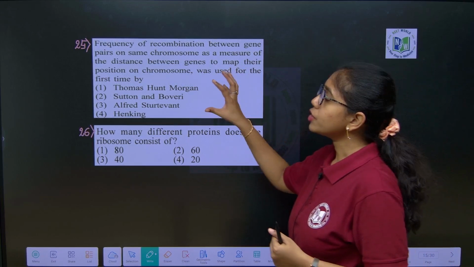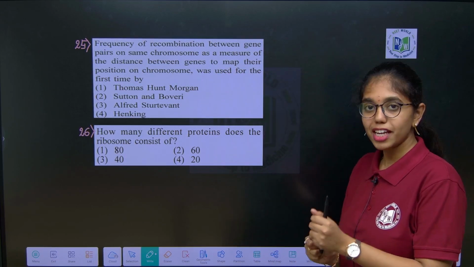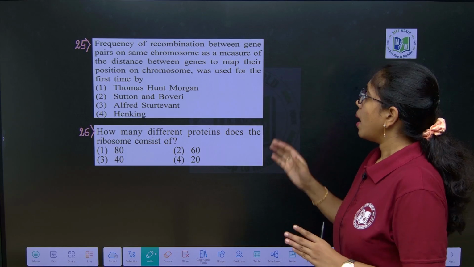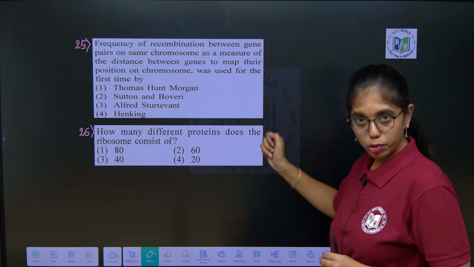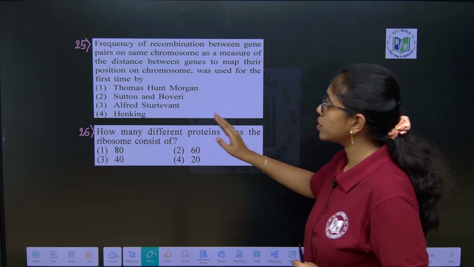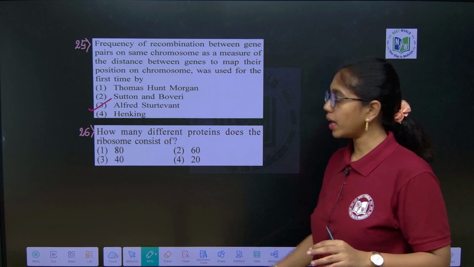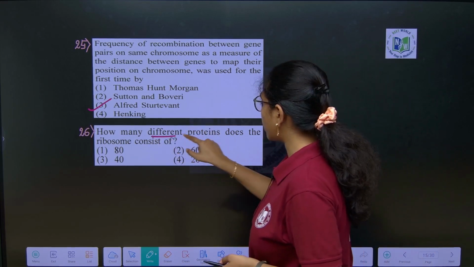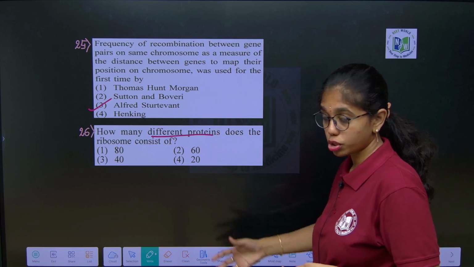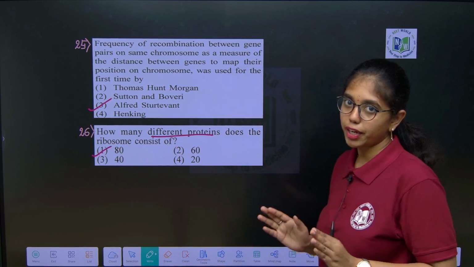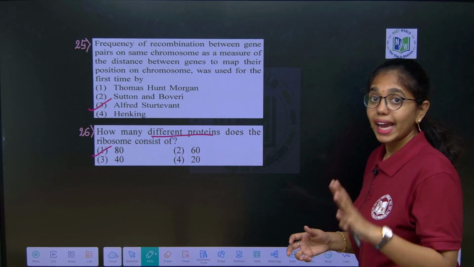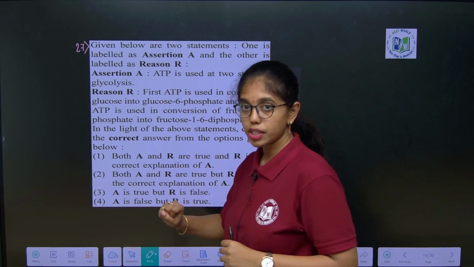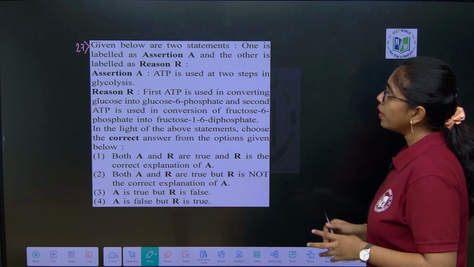Frequency of recombination between gene pairs on the same chromosome as a measure of distance between the genes, to map their position on the chromosome, was used for the first time by Alfred Sturtevant. Next, how many different proteins does a ribosome consist of? They consist of 80 different proteins.